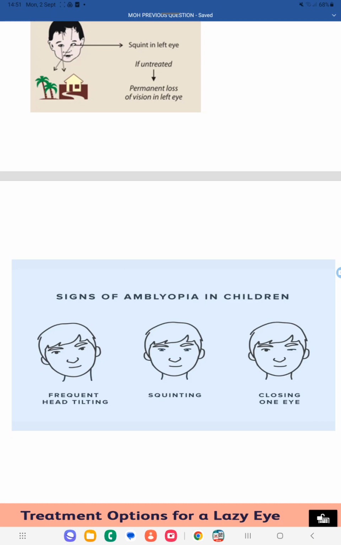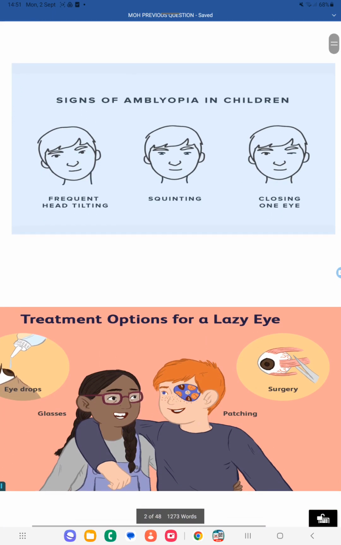So identify the cause of the amblyopia, then you have to do the treatment. In the treatment options, if it is happening because of hyperopia or myopia, then you will give glasses. If it is a problem of ptosis or cataract, then you have to do surgery. Like that, you have to choose treatment options depending upon the causative factor.